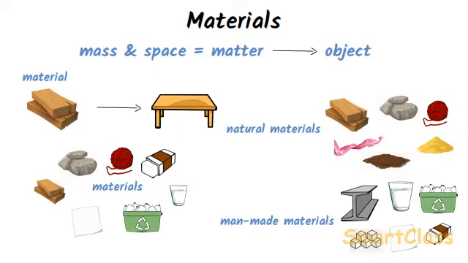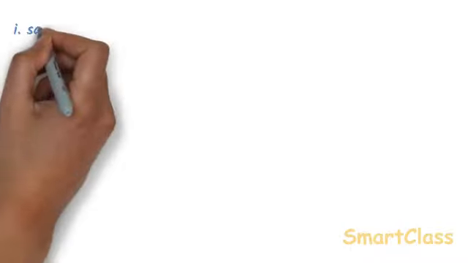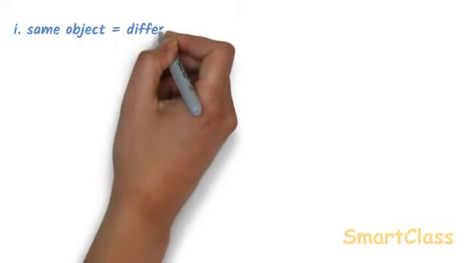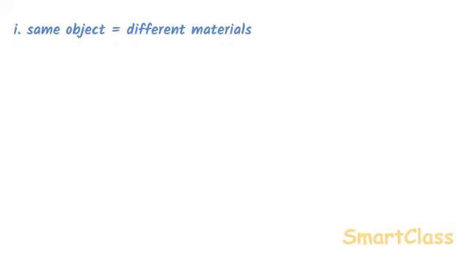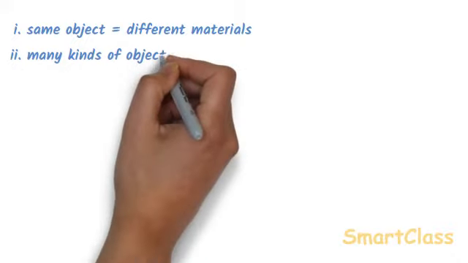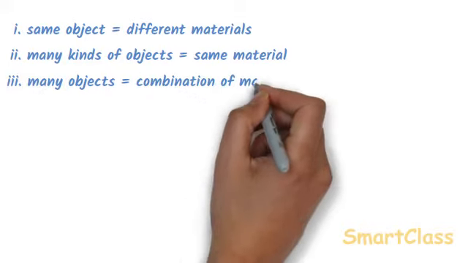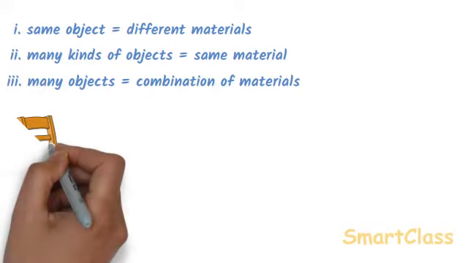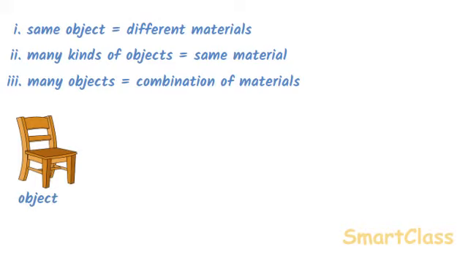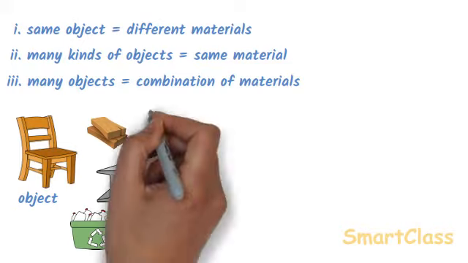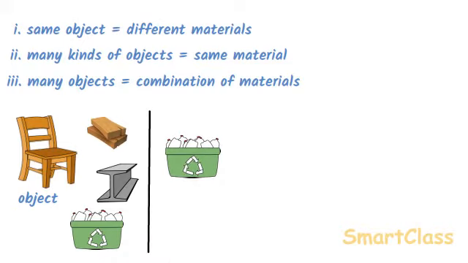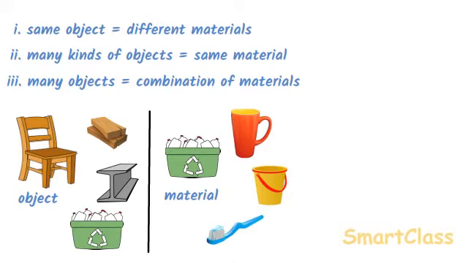Friends, in our everyday life, we use many objects made of natural and man-made materials. And we must know that the same object may be made of different materials. Many kinds of objects can be made of the same material, and many objects are made up of a combination of materials. For example, a chair is an object which can be made of different materials like wood, metal, plastics, etc. Similarly, plastic is a material which can be used to make different objects like mug, buckets, toothbrush, etc.